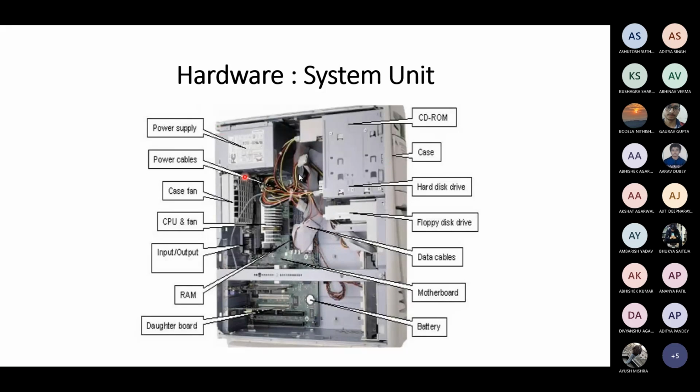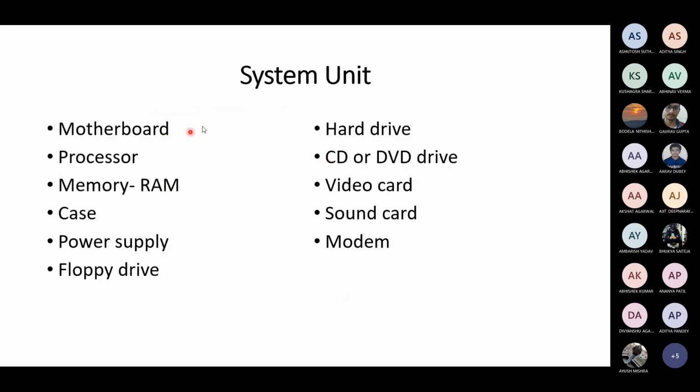We'll try to see that in a system unit you got a motherboard, a processor, RAM, a case that you keep everything inside, a power supply, a floppy drive, a CD or DVD drive, a hard drive, which is a hard disk like secondary storage, a video card, sound card, and modem. We'll try to see what they are and how they look in the coming slides.